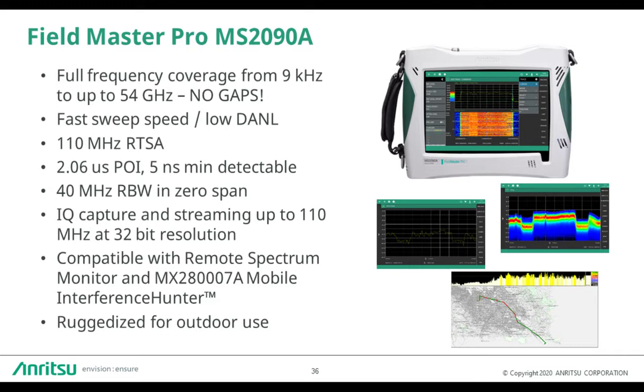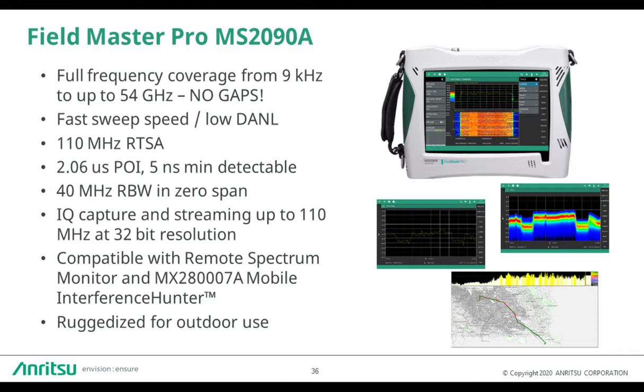So with a lower noise floor and faster sweep speed, you're able to identify these intermittent interferers in a better way. It does offer the RTSA, the real-time spectrum analysis with a very low POI, which means the lowest signal that you're going to be able to get at full amplitude, and a 5 nanosecond minimum detectable signal. And then we also have IQ capture and streaming, which I'd mentioned before has generally been a benchtop application, but now you have the ability to take that in the field and use it while you're doing your spectrum monitoring.